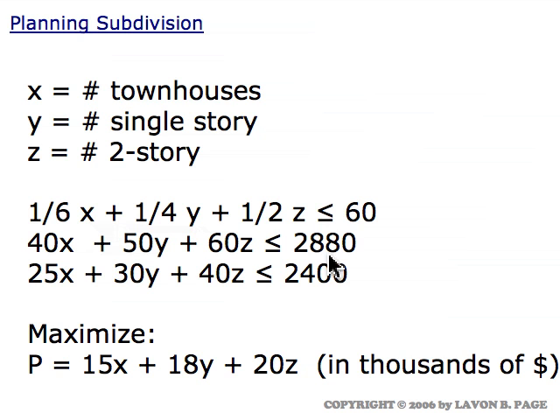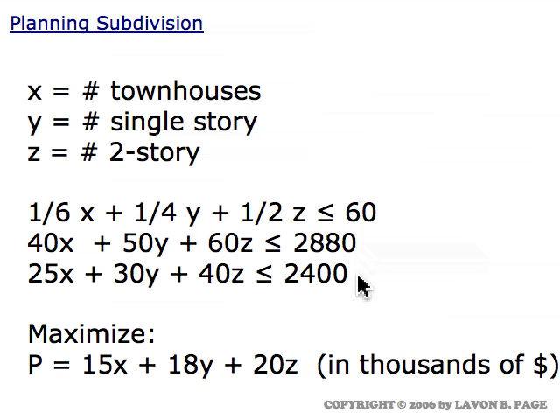The other constraints are pretty straightforward, except for the fact that I have lopped off a bunch of zeros. This second constraint is the capital constraint, and if you just fill in the numbers as they appear in the problem, you've got 3 extra zeros, 40,000, 50,000, 60,000, and 2,880,000 are the numbers that you read straight out of the problem. But I'm dividing through the second inequality by 1,000 to just knock off those zeros to give me something easier to work with.